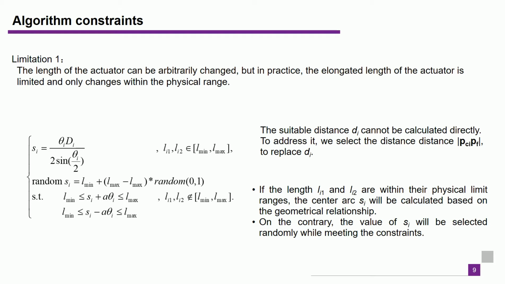Limitation 1. The length of the actuator can be arbitrarily changed in the algorithm, but in practice, the elongated length of the actuator is limited and only changes within the physical range. We designed the random optimization method, which makes full use of the flexibility of SCMs. If the lengths Li1 and Li2 are within their physical limit range, the center arc Si will be calculated based on the geometric relationship. Otherwise, the value of Si will be selected randomly while meeting the constraints.